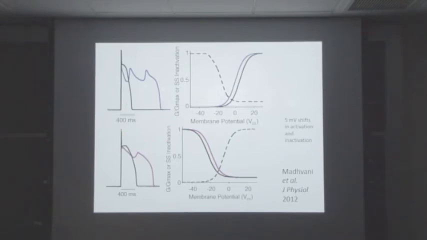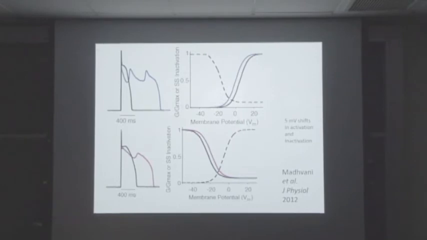And you certainly would not have said, oh, that difference is going to produce EADs. But the mathematical criterion says it does, and it does in fact. Same thing with the inactivation curve. A tiny shift from the purple to the black, 5 millivolts, abolishes EADs or creates them.